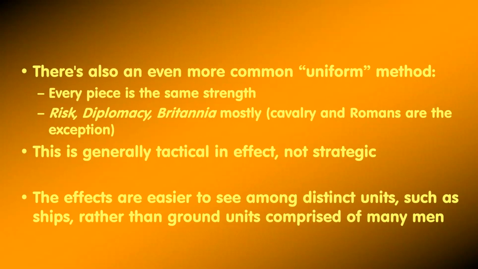Now there's an even more common method, which is the uniform method, which is to say every piece is the same strength. So Risk, you have a bunch of armies. Diplomacy, you have armies and fleets, but they're all the same strength. In my game Britannia, it's mostly uniform, except that you have cavalry and Romans as the one exception, or the main exception.